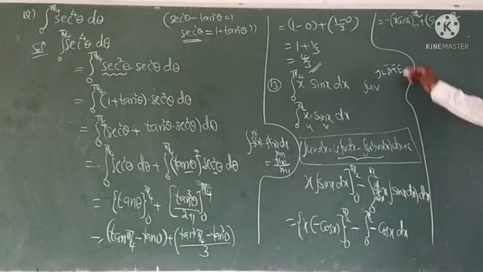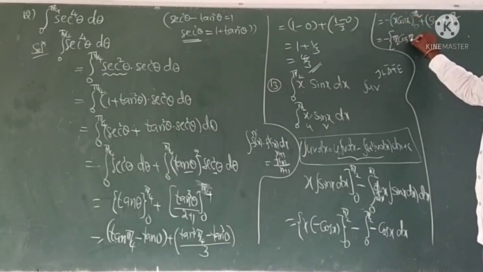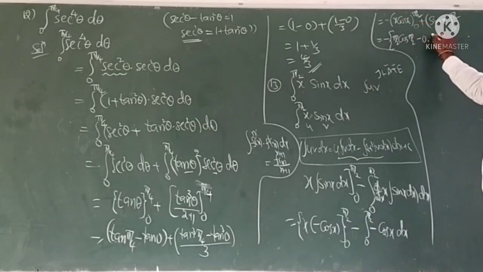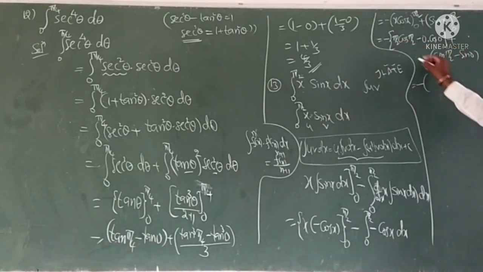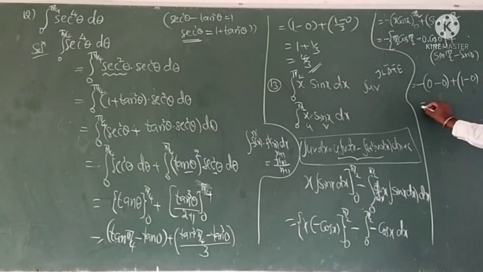By simplifying this we can get the answer. So how can we simplify? First substitute pi by 2. So pi by 2 cos pi by 2, then minus substitute 0, 0 into cos 0, it is over, then plus sin pi by 2 minus sin 0. Cos 90 value is 0, 0 into pi by 2 is 0, minus cos 0 value 1, 1 into 0 is 0, and plus sin 90 value 1 minus sin 0 is 0. So totally this is 0, no need to write, and plus 1. So 1 is the answer for this question.